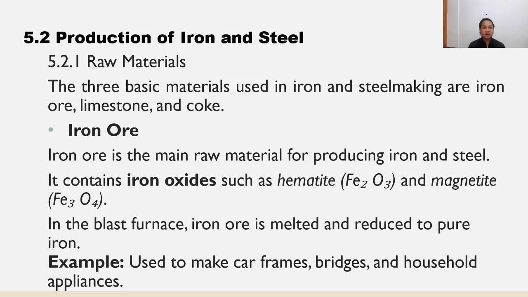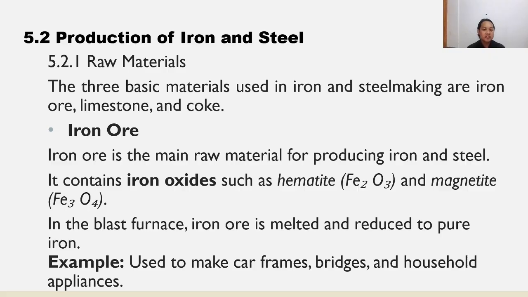First is production of iron and steel. The three basic materials used in iron and steel making are iron ore, limestone, and coke. First, we have iron ore. After it is mined, the ore is crushed into fine particles. The impurities are removed by various means, and the ore is formed into pellets, balls, or briquettes using water and various binders. Iron ore is the main raw material for producing iron and steel.